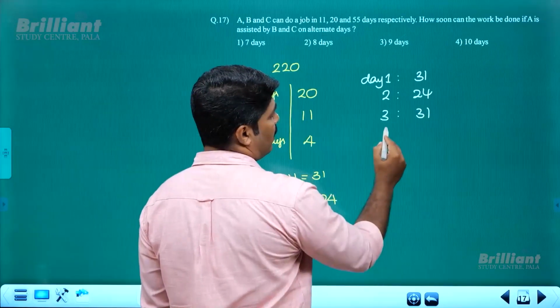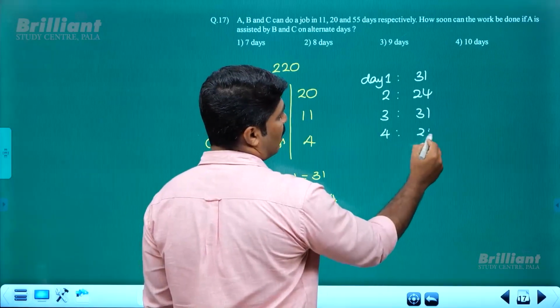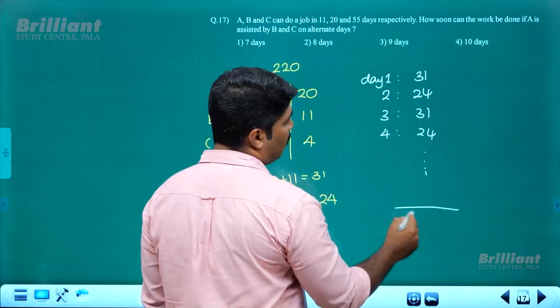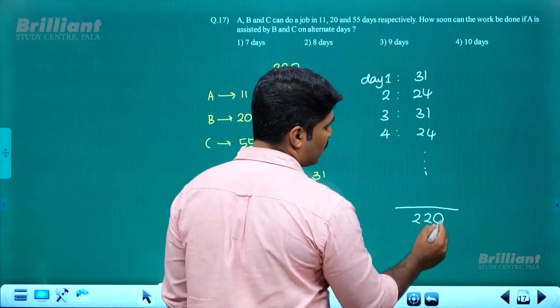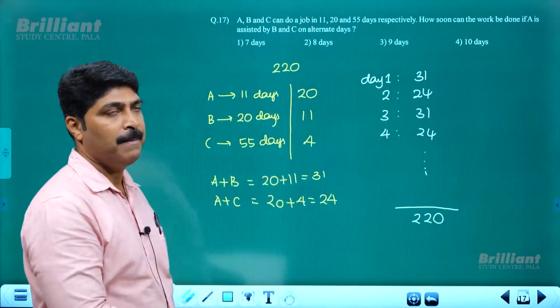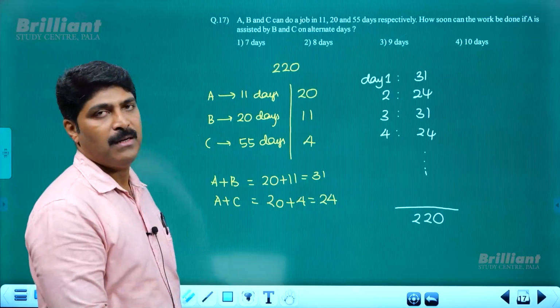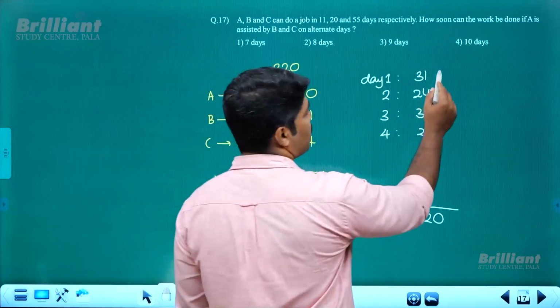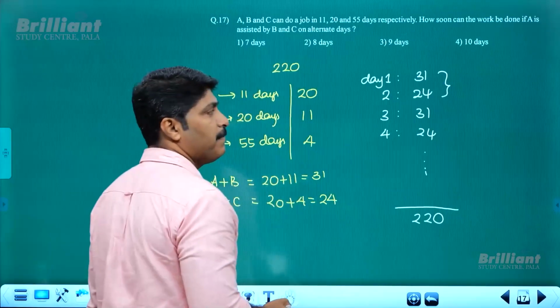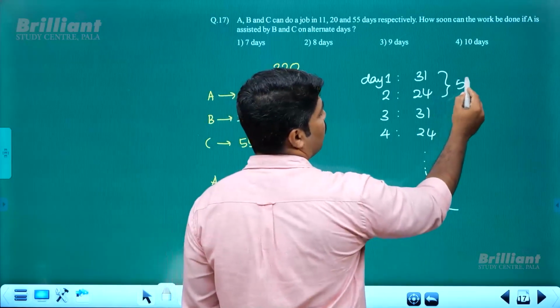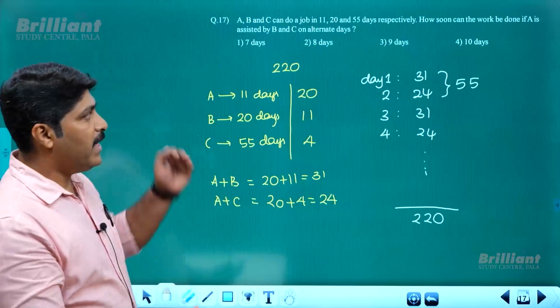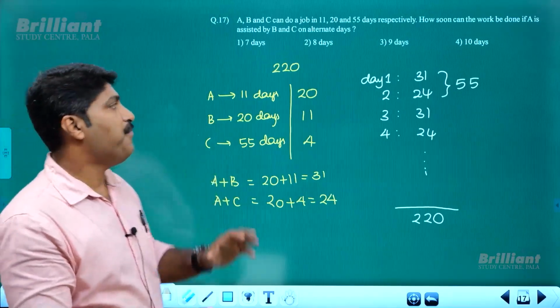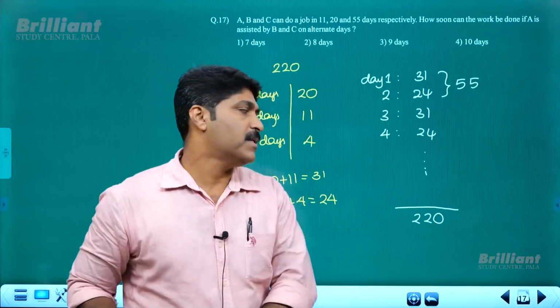Day 3, again A and B. Day 4, again A and C. And so on. In how many days will this be equal to the total number of books, that is 220? How is it possible? If we take these 2 days together, this will be equal to 55. Means in each 2 days, they can finish 55 books of binding process.